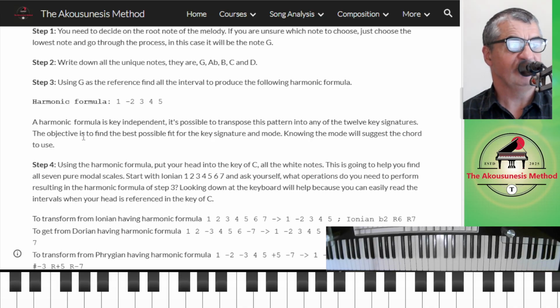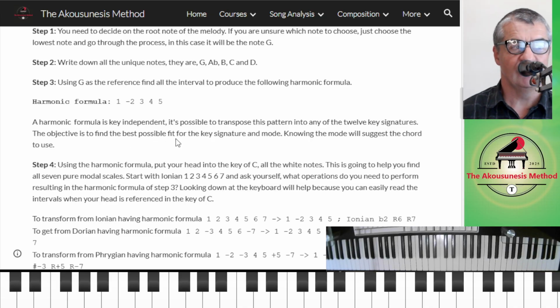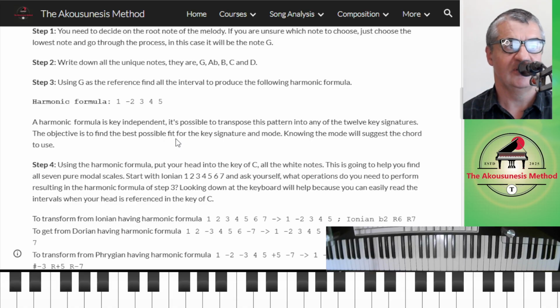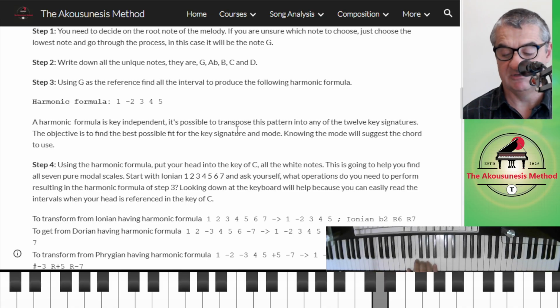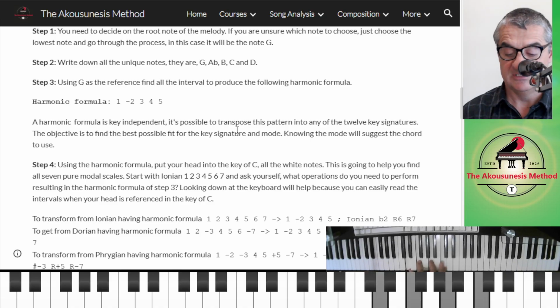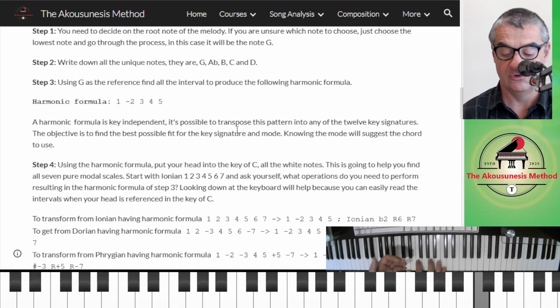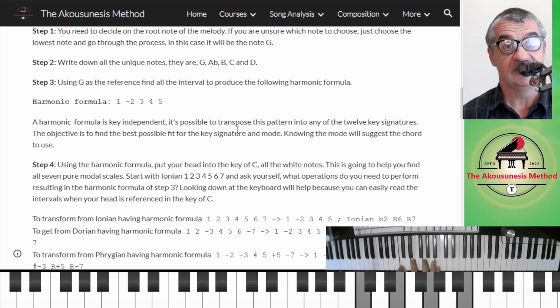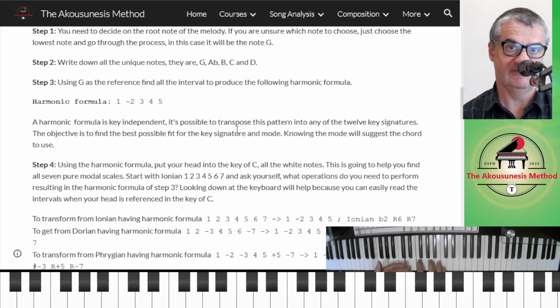The objective is to find the best possible fit for the key signature mode. Knowing the mode will suggest the chord to use as well. Because we know in Dorian, you've got D minor there as your default chord. Of course, you can alter that to make any other chord, some alteration of D minor. But in the Dorian, you have a D minor. That's in the key of C. It'll be another chord in all the other keys. So that type of thing.